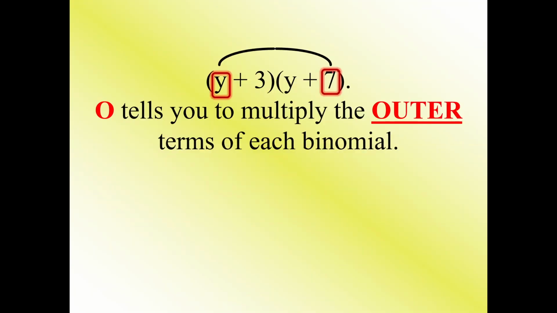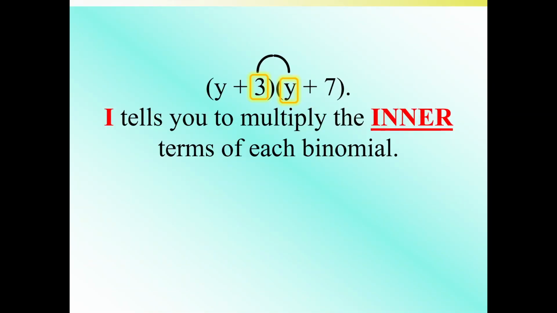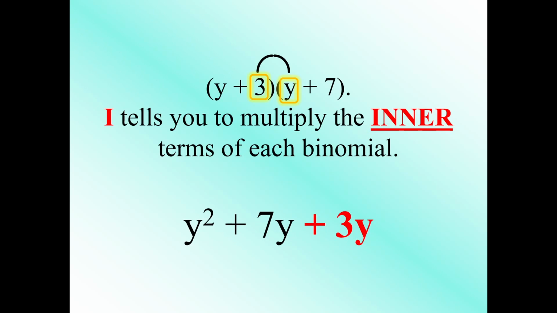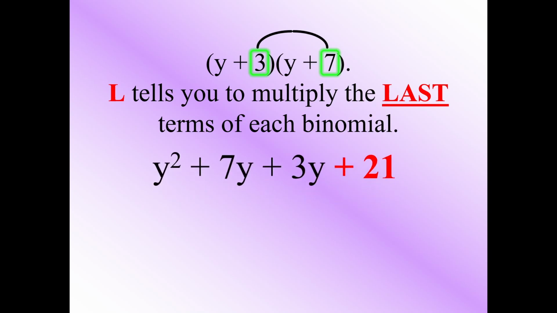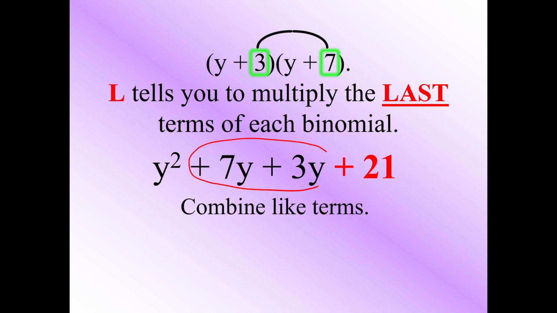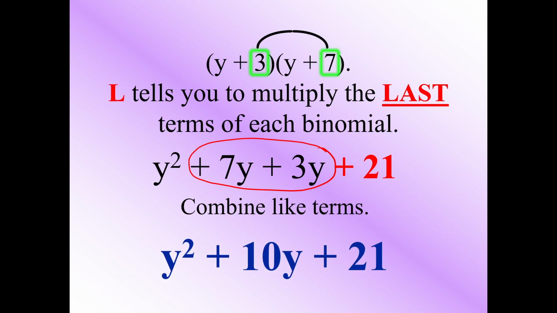The first terms, then the outer terms. How much is y times 7? 7y. 7y. Bring along our next. Okay? Don't worry, I'll give examples next, as we already went through. Inner terms are multiplied. How much is 3 times y? 3y. There you go. What about the last terms here? Positive 21. Positive 21. Then you combine like terms. Where are the like terms here? How much is it? 7y and 3y make 10y, sir. Very good. You answered it.